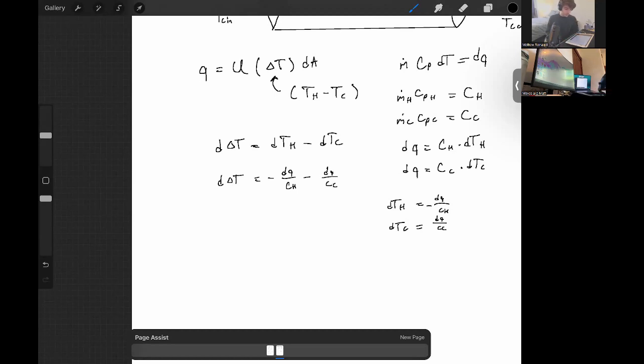So we're going to derive this first expression and break it down so that we can share some like terms. The ultimate goal is that we want dQ to be equivalent to something so that we can substitute in our new equation. If we do that, we'll get something like dQ equals U, d delta T, dA.